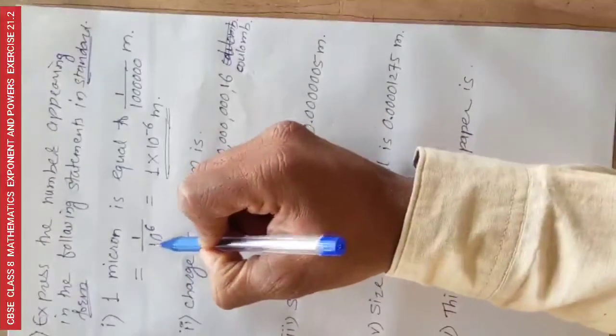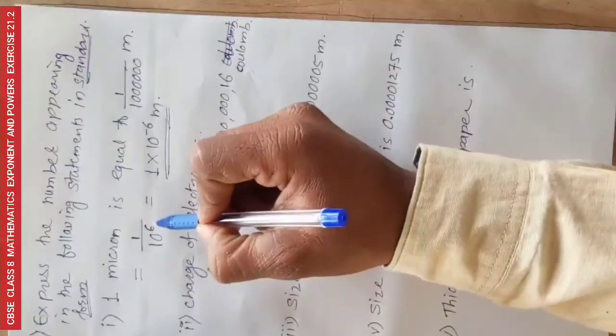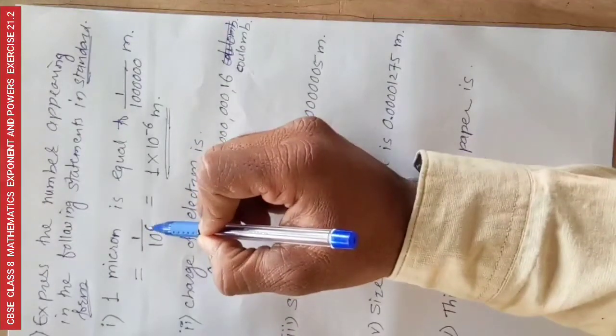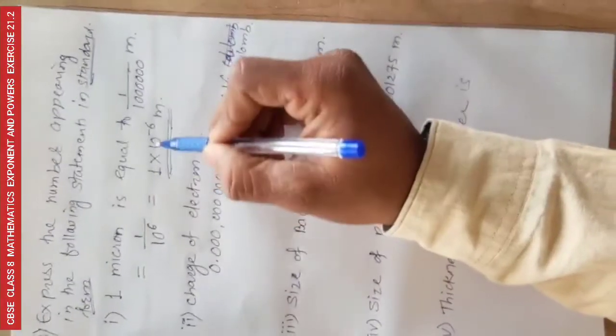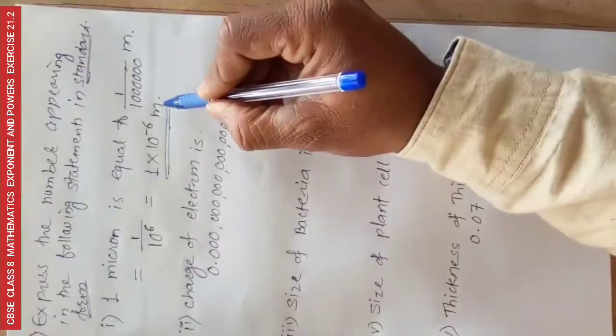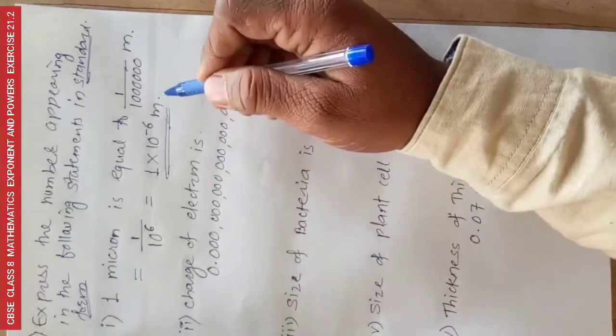In the first example, 10 raised to the power 6 is present in the denominator. When it is transferred into the numerator, its exponent changes from positive to negative. So therefore 1 into 10 raised to the power minus 6, as it is. No, not meter, it's micron. It's a micron, not a meter.